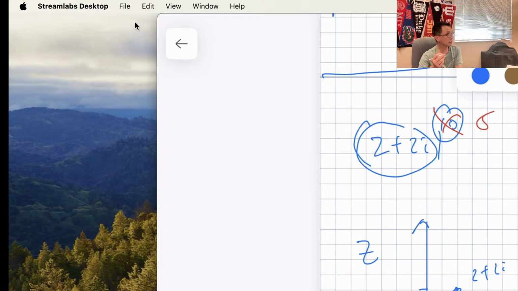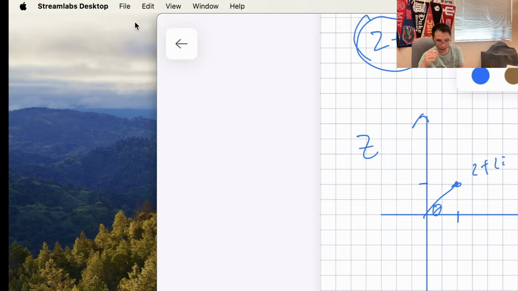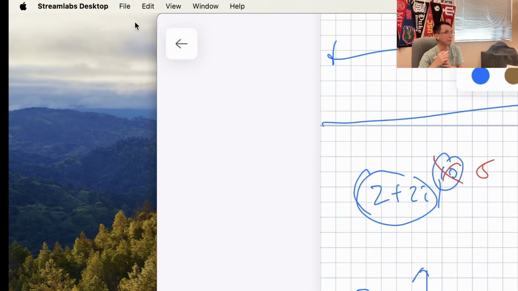Would you believe me? No. Okay. Get your calculator out. TI-84. I don't know if you can do it in decimal, but you can do it on a TI-84. Does anybody have a TI-84? Okay. What I want you to do is 2 plus 2i to the 5th power and see what it comes out to be.